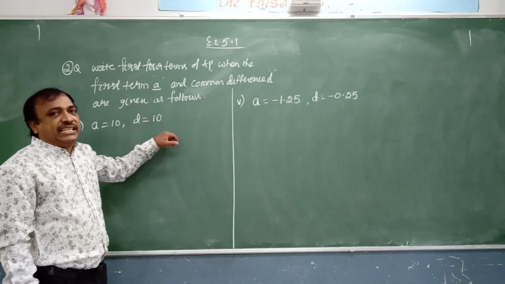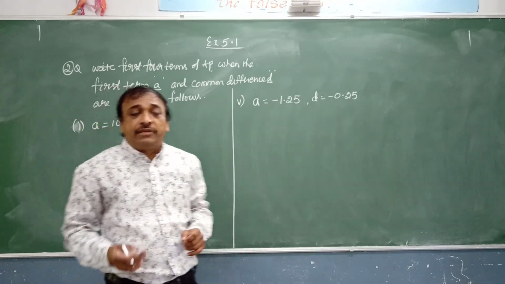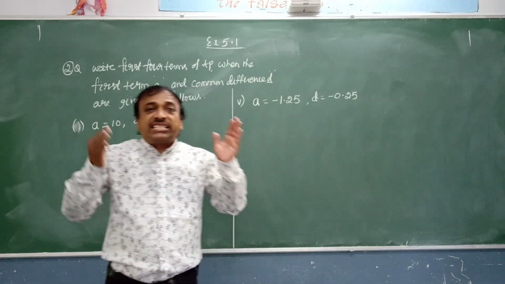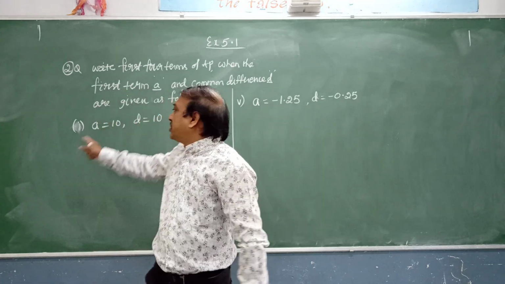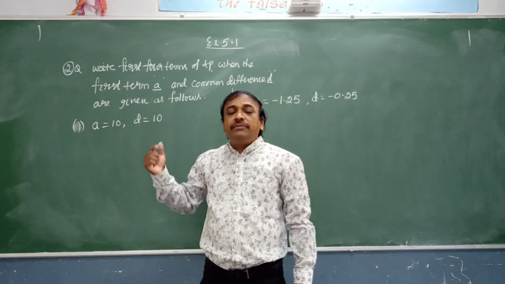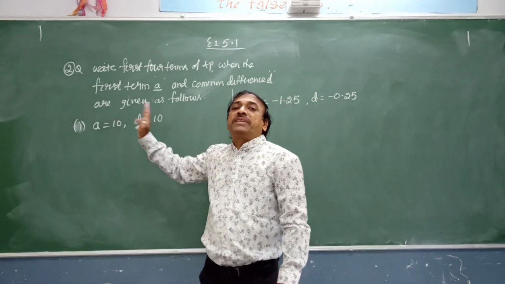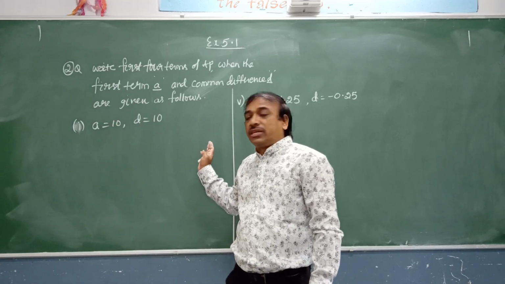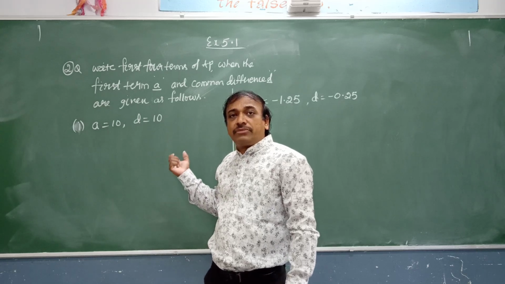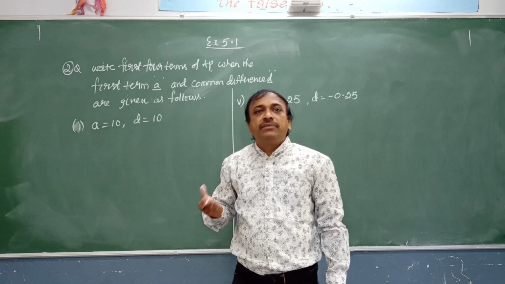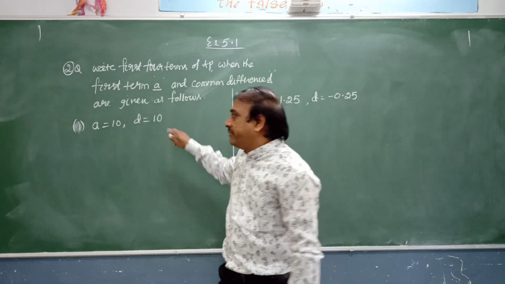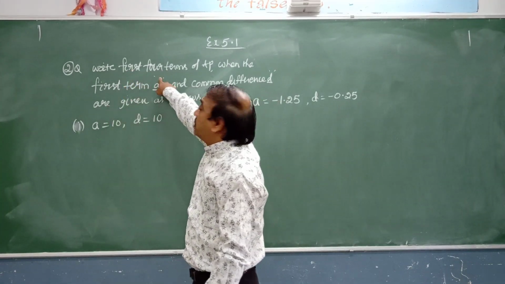The common difference is 10. What is the definition of arithmetic progression? We have to add the common difference to get the successive terms. Except the first term, we add a fixed number to the preceding term to get the successive terms. Then we get the terms in the arithmetic progression. So here the first term is A, and the difference is given. We have to obtain the next four terms in this.